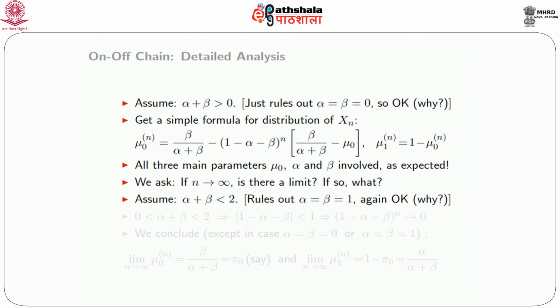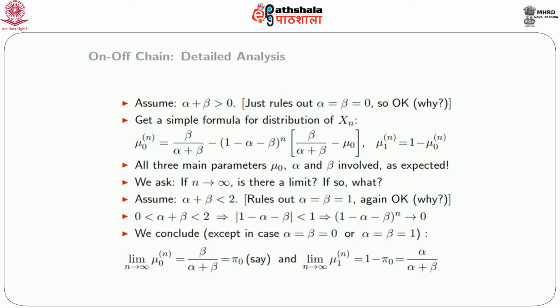And convince yourself that therefore ruling out that condition, ruling out that contingency, is not such a restrictive assumption. So once you have these two conditions, namely alpha plus beta is positive and alpha plus beta is less than 2, both inequalities strict, this would tell you that |1 minus alpha minus beta| is strictly less than 1, and that's all you need. Then (1 minus alpha minus beta)^n, we all know, goes to 0.